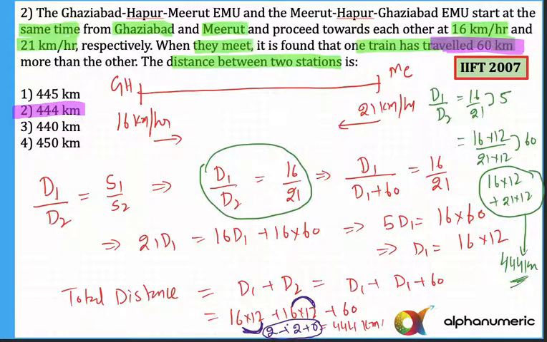So it depends upon you. You should know these concepts, and in the exam, the important thing is how to solve it quickly and faster. So the faster way is that there is a gap of 5, we need a gap of 60, so multiply it by 12. So the distance is 16 into 12 and 21 into 12.